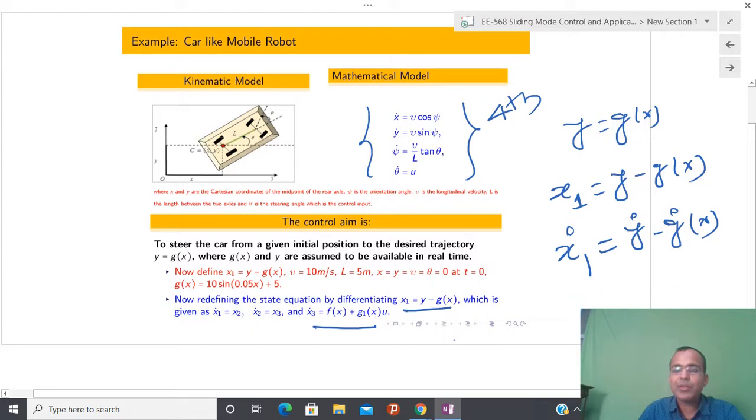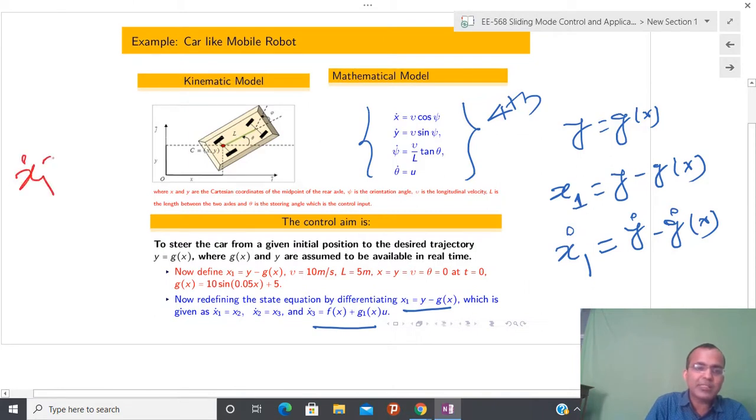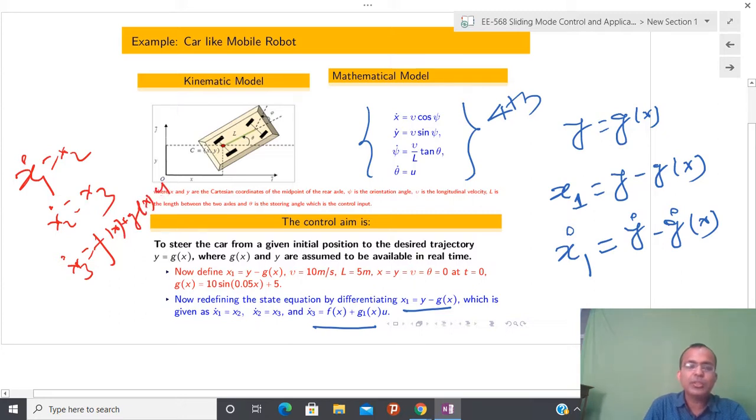So with respect to input and output, this is a linear system, because x1 dot equal to x2, x2 dot equal to x3, and x3 dot equal to some structure. Now you have to calculate; I have actually skipped this calculation, and u. So now you can see that this is a linear-like system.